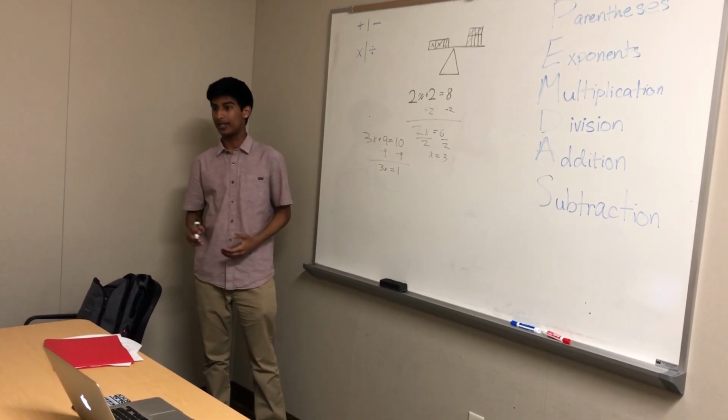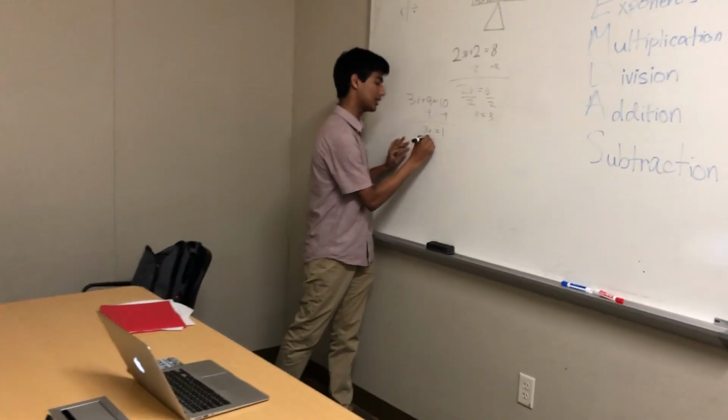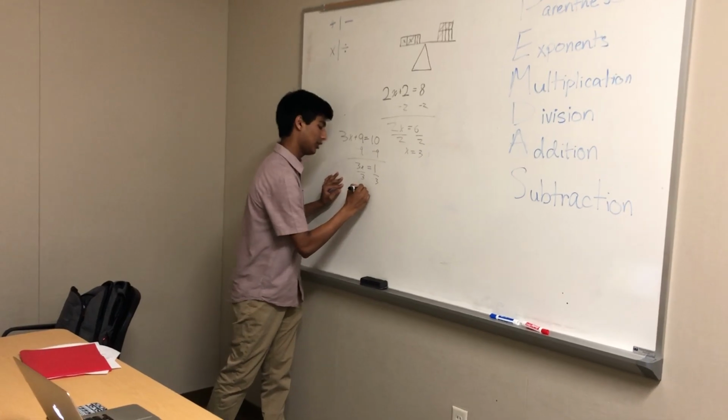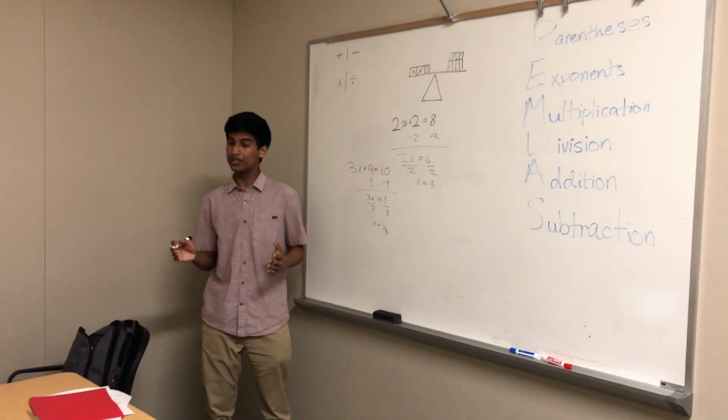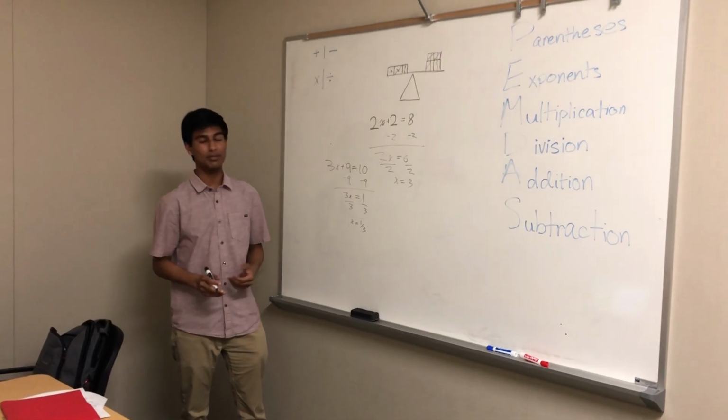Next, what's the step we have to take? Aditya? Well, it's multiplication with the 3 and the x, so you want to use the inverse, which is division. Exactly. So we have to divide both sides by 3. And we get x is equal to 1 over 3. It seems like you guys have a good understanding of how to solve two-step equations.